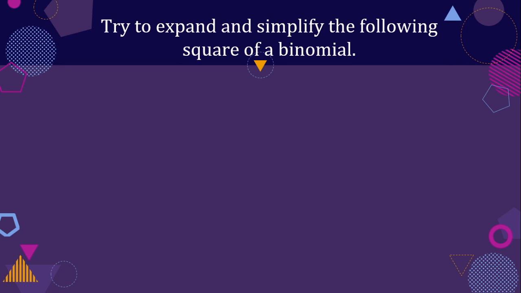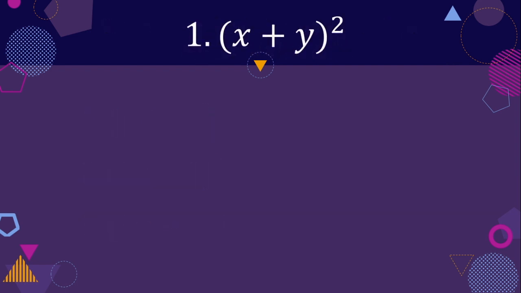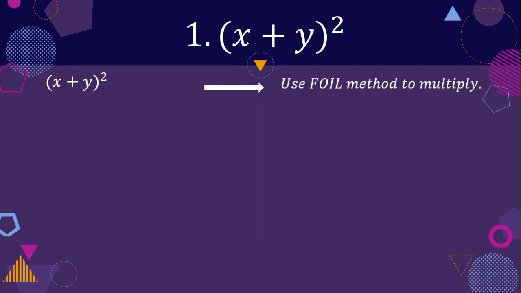Try to expand and simplify the following squares of a binomial. These are the expressions that I presented to you a while ago. And now, we can do the first one. Number 1: the quantity x plus y squared. Use the FOIL method to multiply. But before we use this method, we need to expand this expression first. So it will be the quantity x plus y multiplied by the quantity x plus y. And now, we can proceed to the first method.